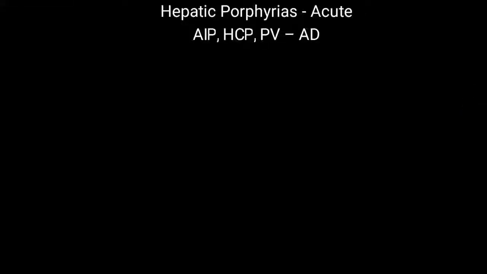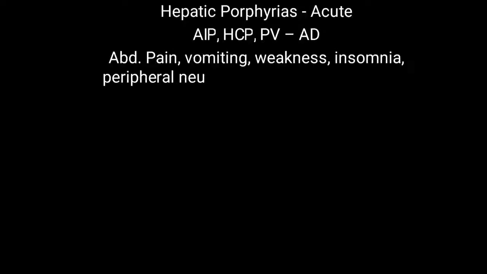then it is possible by prenatal diagnosis, by knowing the enzyme activity from the chorionic villus and amniotic cells. Further, the hepatic porphyrias, which are mostly acute in variety, you already know are AIP, HCP and PV, that is porphyria variegata. But these neurovascular symptoms are particularly abdominal pain, vomiting, weakness, insomnia, peripheral neuropathy, and psychosis. They are most common. So how to handle it?